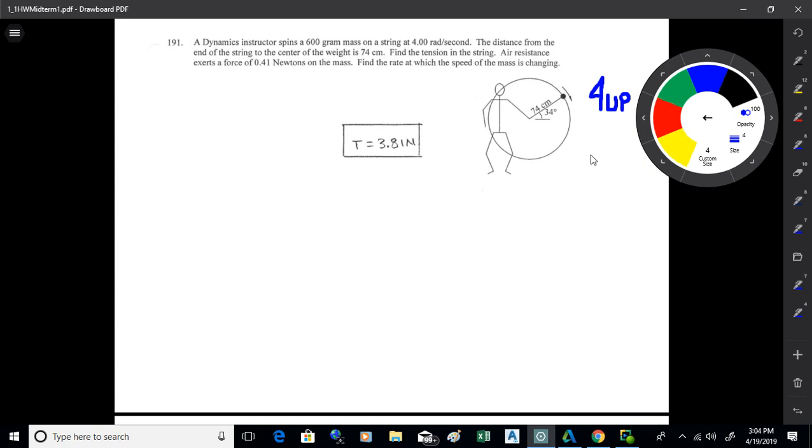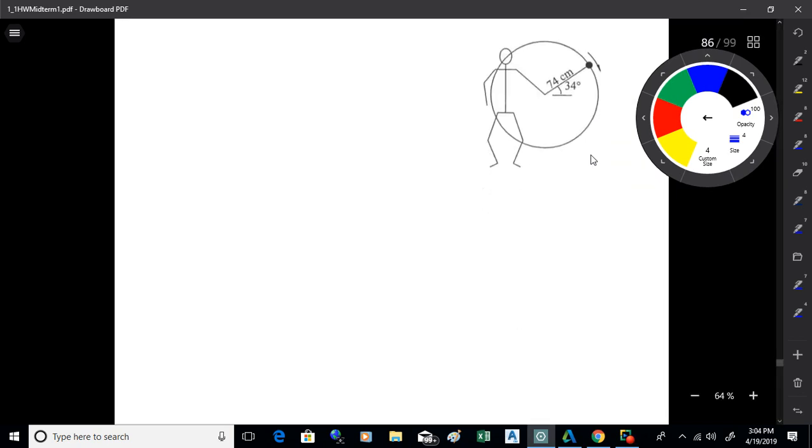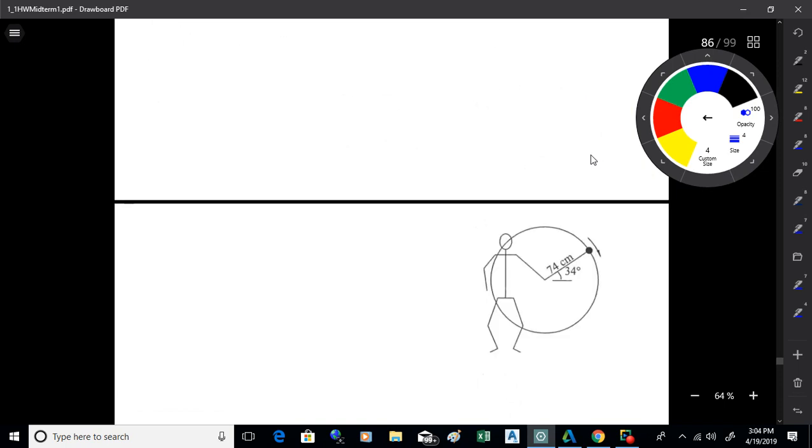So what we got here, we got this weight we're spinning on a string, 600 gram for the mass of that, so that's 0.6 kilograms, 4 radians per second. We got the radius on that thing. We want to find the tension in the string, and we got a little bit of air resistance, and we want to find the rate at which the speed of the mass is changing. So that's what we got.